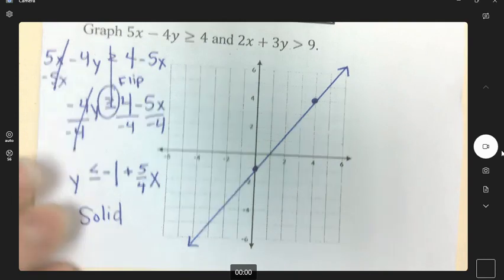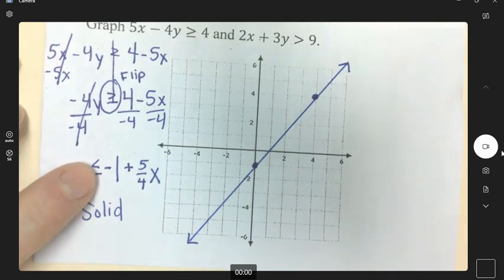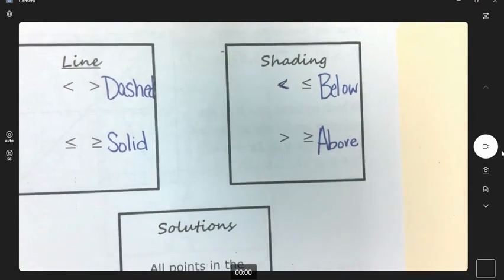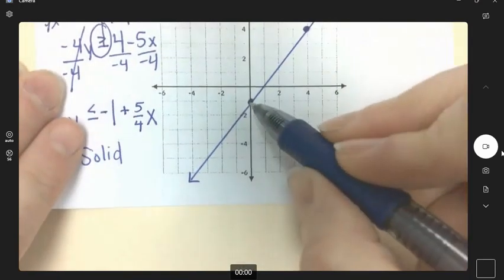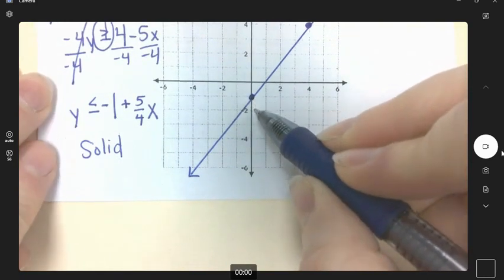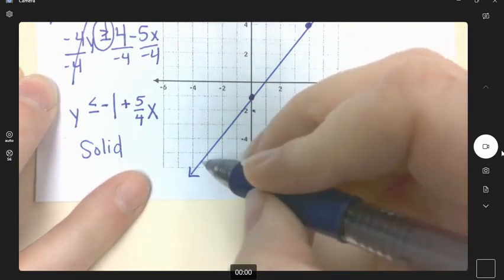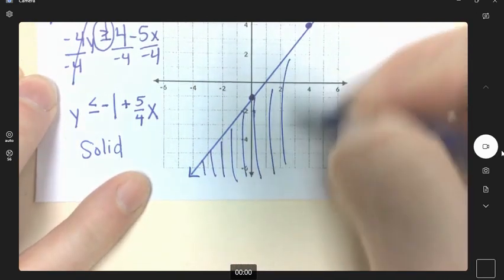Then we've got to shade. So what is this symbol? Look above. What is that symbol telling us about how to shade? Below. Think about less than, lower. So go to your y-intercept and go below it. That's the area you shade. So let's shade this area.